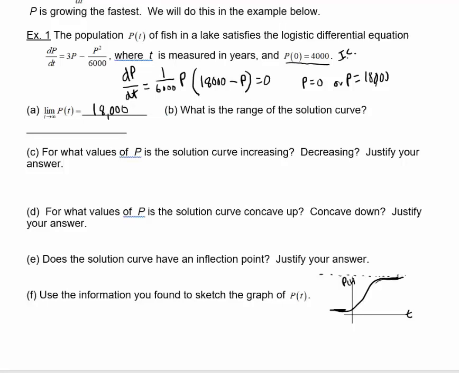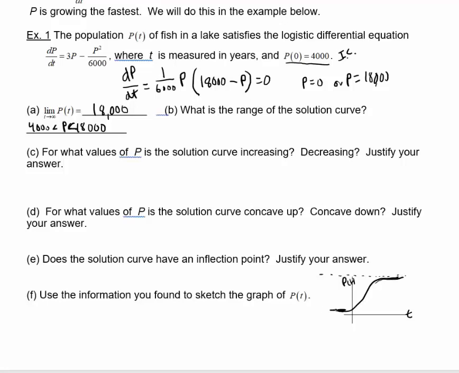And then what is the range of this curve? Well, it's starting at 4,000. I kind of started at 0, but we'll pretend that's 4,000. So the range for this one would be from 4,000 to 18,000. And it's not going to touch 18,000, so the only one that really would have an equal sign would be that one. And these are less than symbols. So that would be your range.